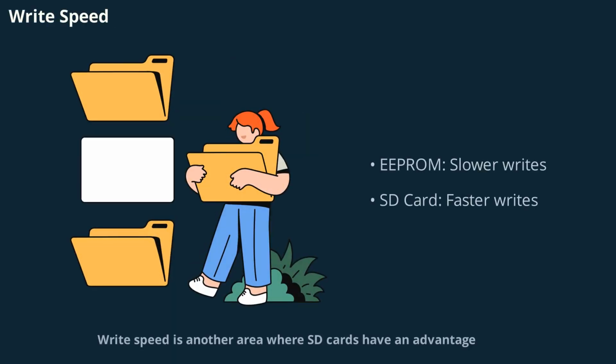Write speed is another area where SD cards have an advantage. SD cards generally offer faster write speeds, making them suitable for applications that need to save data quickly or frequently. EEPROM, while reliable, has slower write speeds, which is fine for occasional updates but not for high-speed data logging.